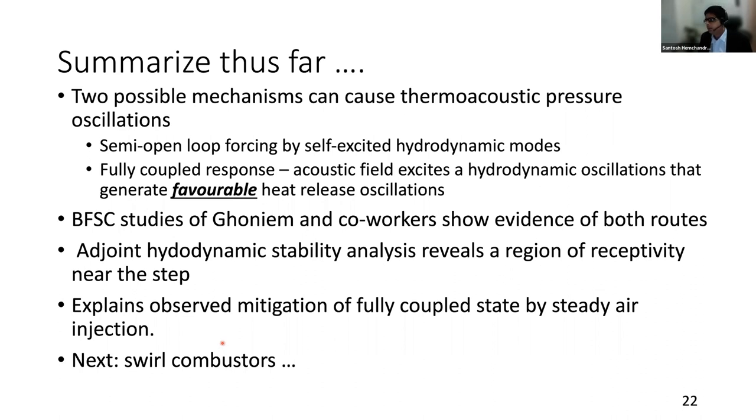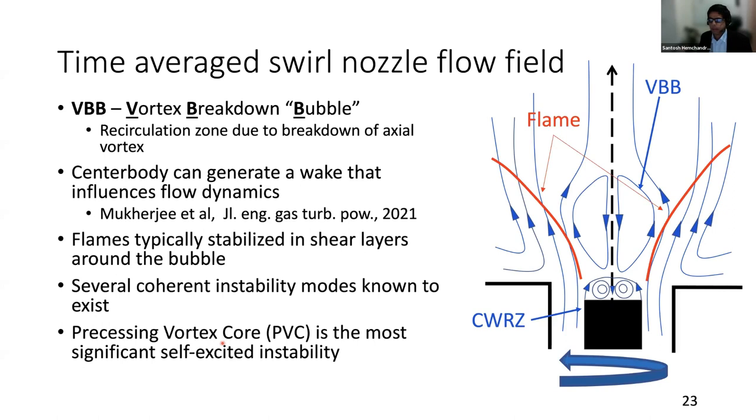So next, I'd like to move on to discuss our work on swirl stabilized flames, because that is the more technologically relevant flow situation. When you introduce swirl in a jet, you get a phenomenon known as vortex breakdown. The consequence, if you look at this cartoon, where you have flow coming out of this nozzle, is a recirculation zone in the flow, which is referred to as the vortex breakdown bubble.